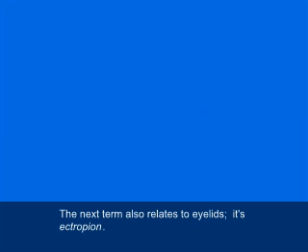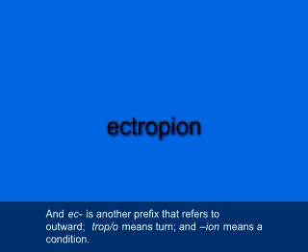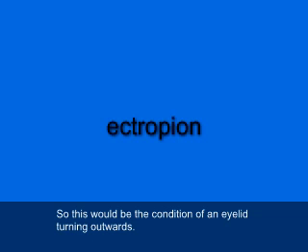And our next term also relates to eyelids. It's ectropion. It's composed of the word parts ec, tropo, and the suffix ion. Ec is another prefix that refers to outward. Tropo means turn, and ion means a condition. And this would be the condition of an eyelid turning outwards.